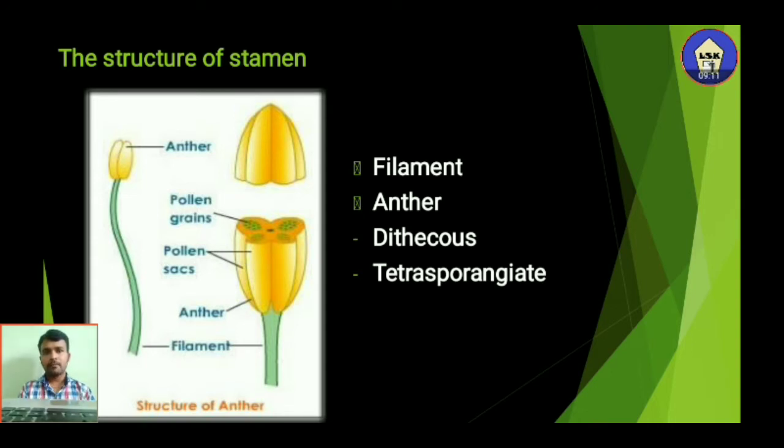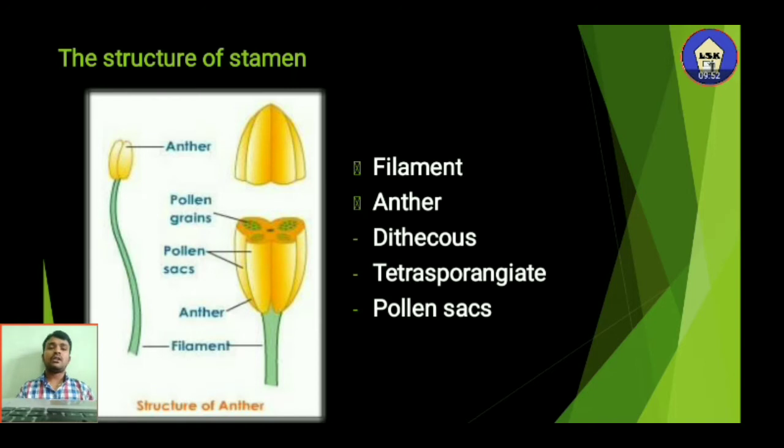Sporogenous tissue means the origin of spores. Spore producing cells are collectively known as sporogenous tissue. The diagram represents the presence of four sporogenous tissues. The anther in this particular diagram shows four sporogenous tissues in the four corners of the two lobes or two thecae. That is why this is called tetrasporangiate. So in most flowers, the anther is tetrasporangiate, consisting of four sporogenous tissues.